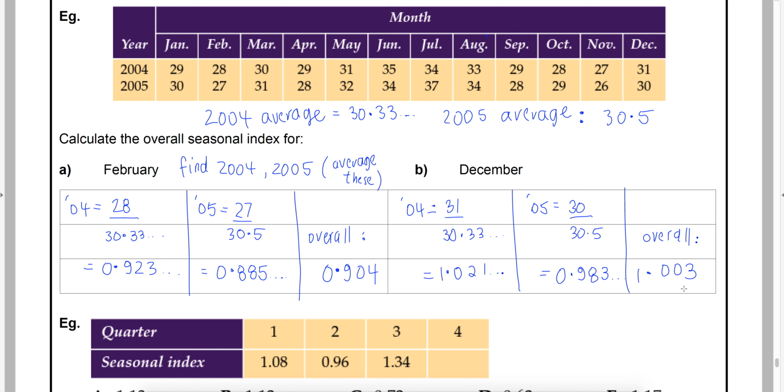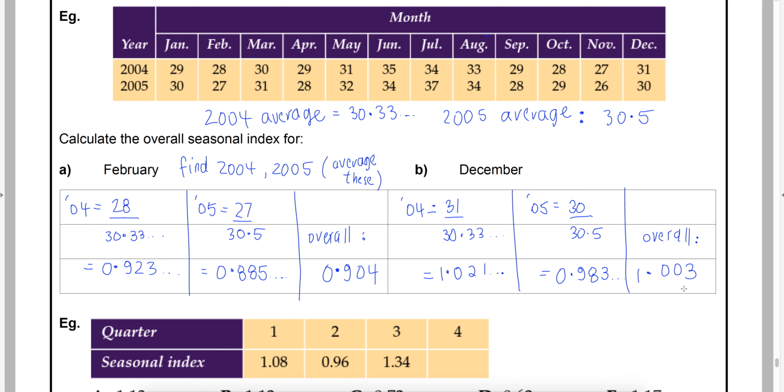of that average there, and just a little bit higher, or very close to this average here as well. So as expected, the December one was very close to 1. The February one, both of those values were below the average. So as expected, SI, or the seasonal index, is below 1.